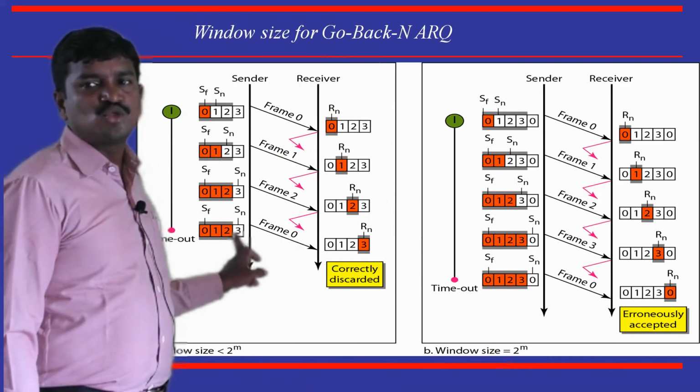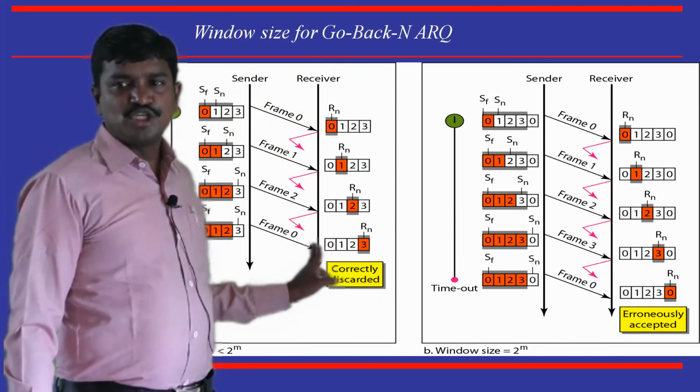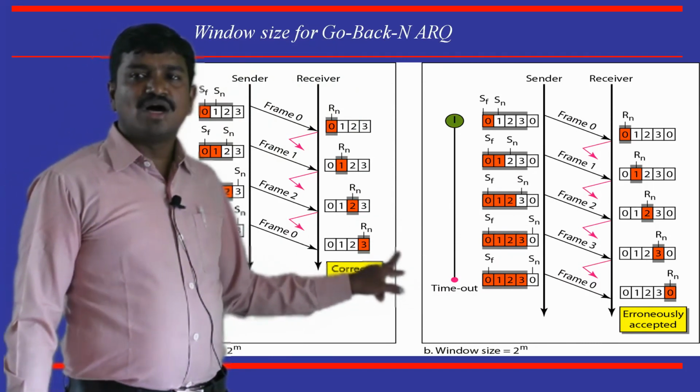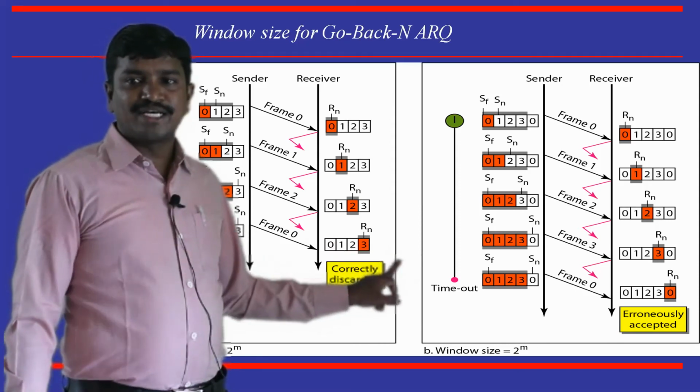That is n minus 1, so only 3 frames are sent. If you send like that, then only there is a mismatch. Frame 0 is sent, but it is expecting R3, then it is going to realize frame 0 is already received and I am expecting frame 3.